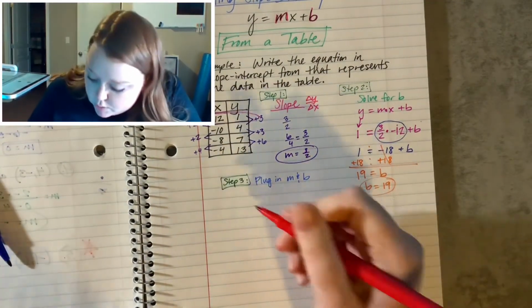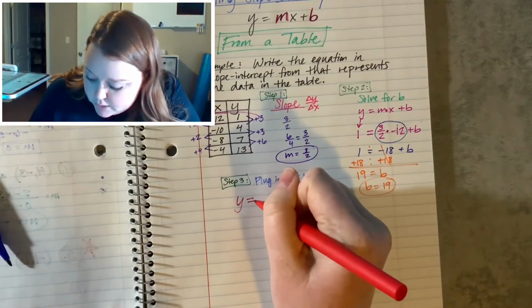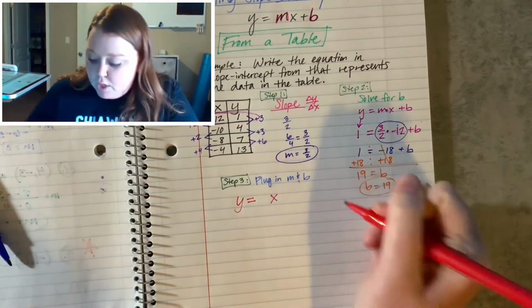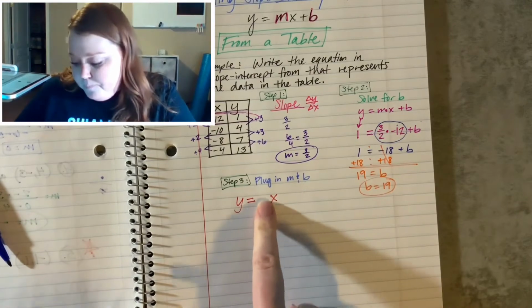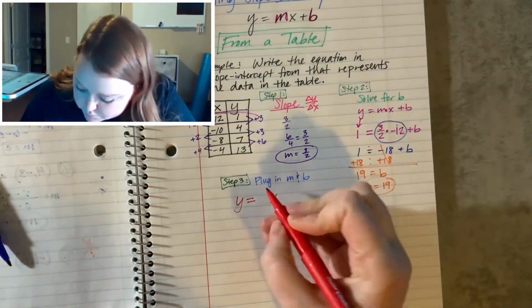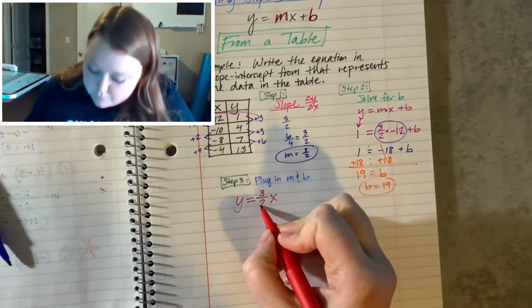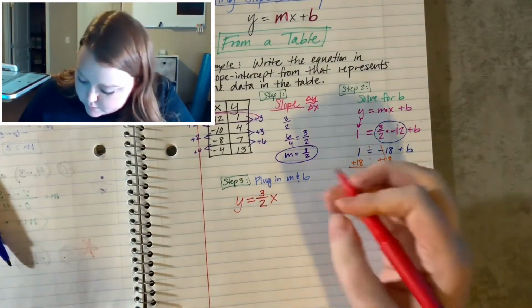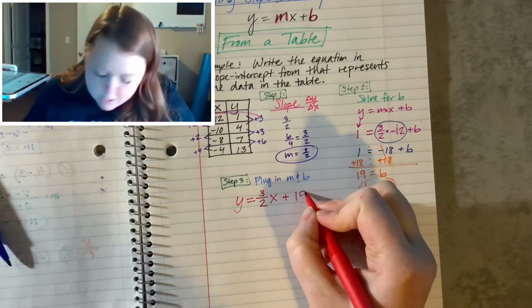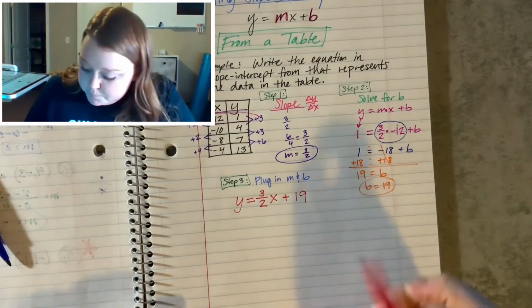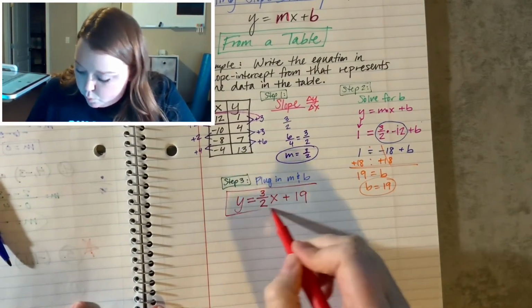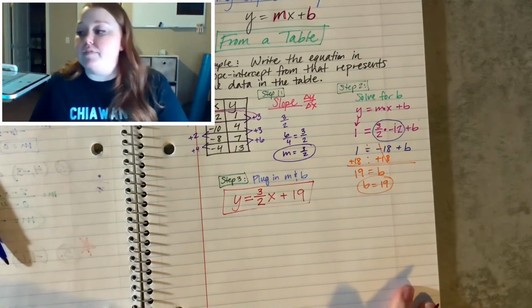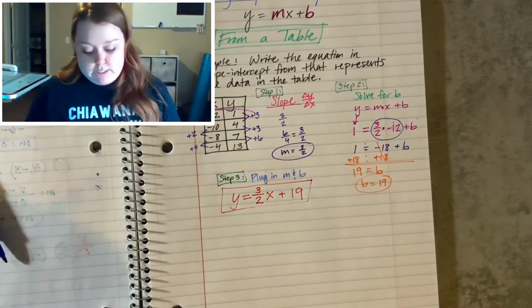Okay, so I start with y equals, I have something x plus whatever. What am I going to plug in for the m? Well, the m was 3/2. Okay, and then plus b, your b was 19, positive 19, so plus 19. Final answer, y equals 3/2 x plus 19.